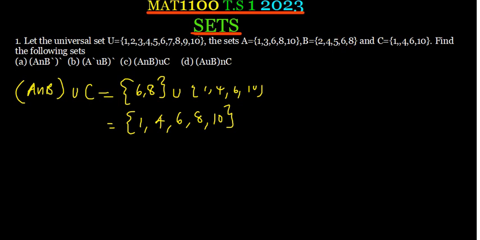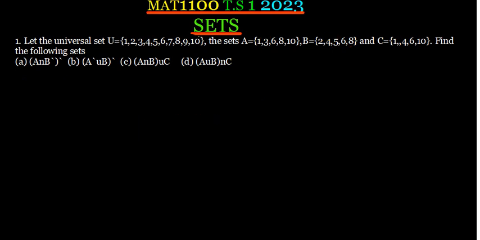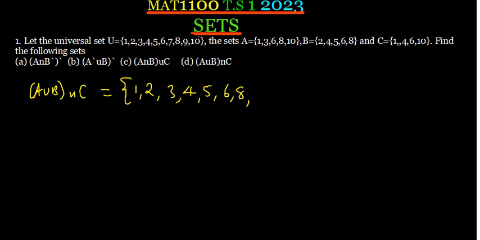We can now look at the last one on this part, which is (A union B) intersection C. A union B means combine everything in A and in B. In A we have 1, in B we have 2, in A we have 3, in B we have 4, in B also 5, in both we have 6, in both we have 8, and then in A we have 10. So this is the union. Then we intersect with the set C, which is 1, 4, 6, 10.